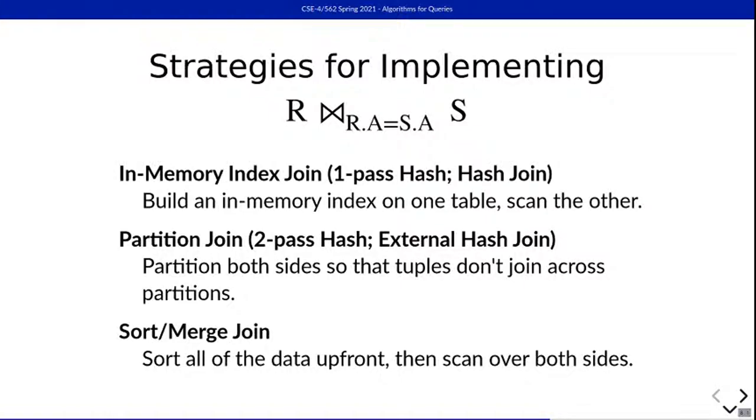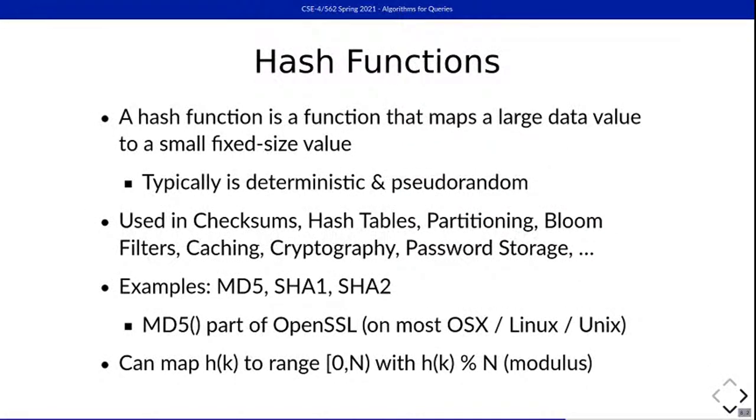There are a couple of different ways of pulling this off, and I'm going to talk about three of them today. What I call an in-memory index join, or you might hear the term one-pass hash join, or just hash join, or in-memory hash join. One strategy that I'm going to call partition join, which is also often called two-pass hash, external hash, grace hash. There's a bunch of different names for it. Or what is commonly called sort merge join, and we'll get into each of these in just a moment.